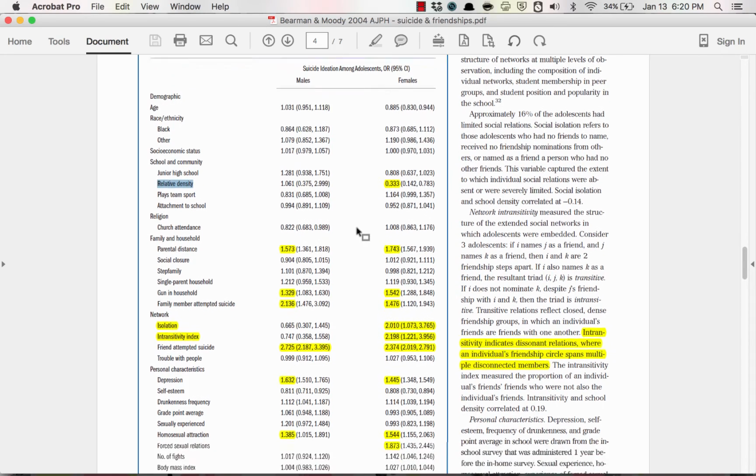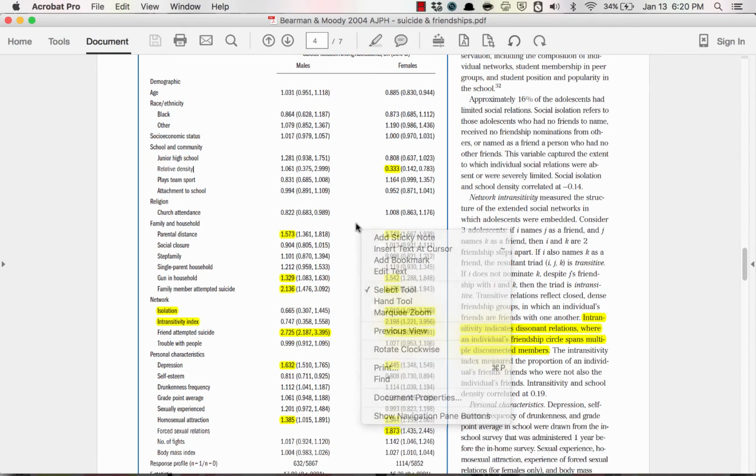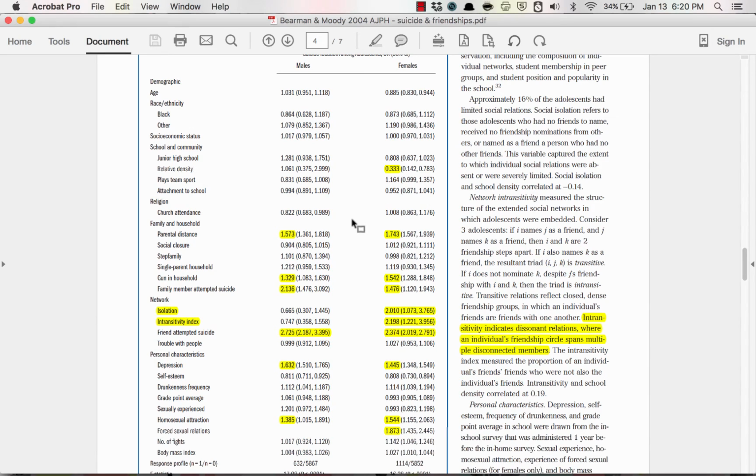Then if you look down further, I'm going to skip over family and household, but really quick, these numbers indicate that the more distant kids feel from their parents, the more likely they are to think about committing suicide. If there's a gun in the household, the odds are higher, right? Because these numbers are above 1. And if somebody in the family attempted suicide, then for males and females, the odds of them thinking about committing suicide are also higher.